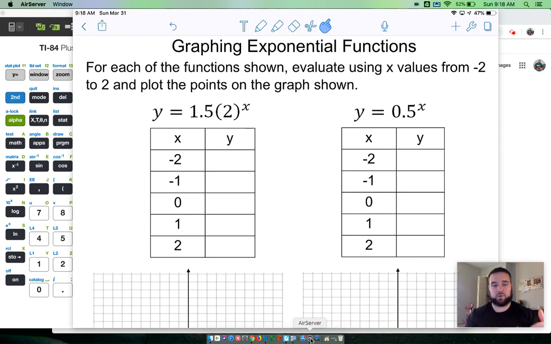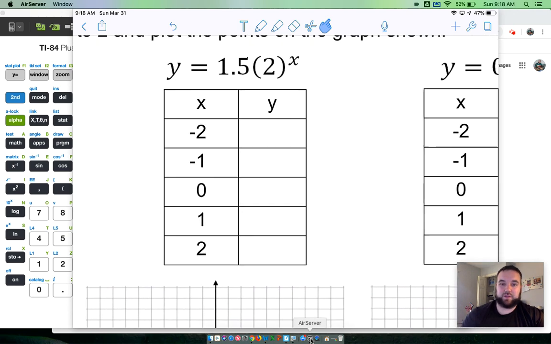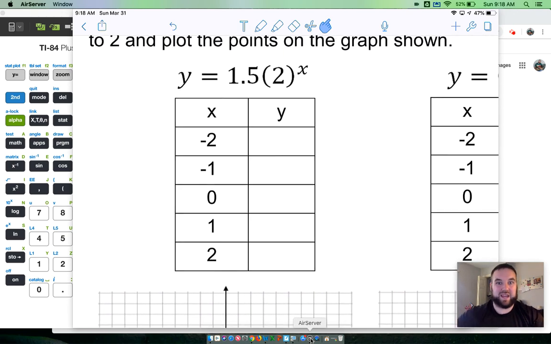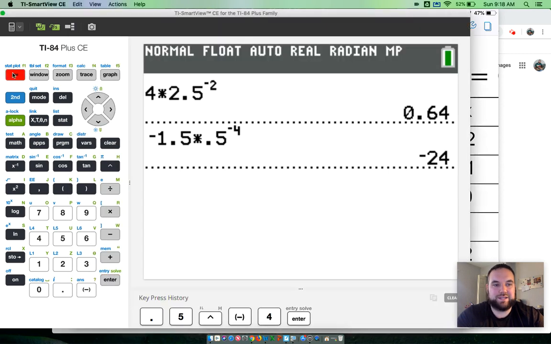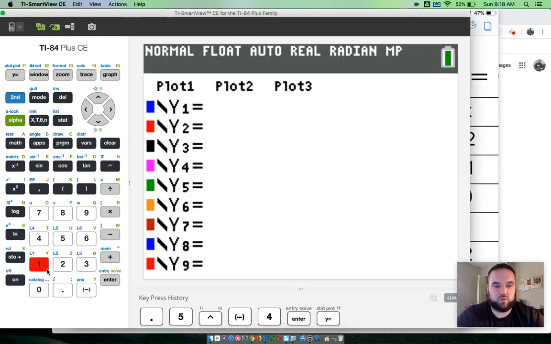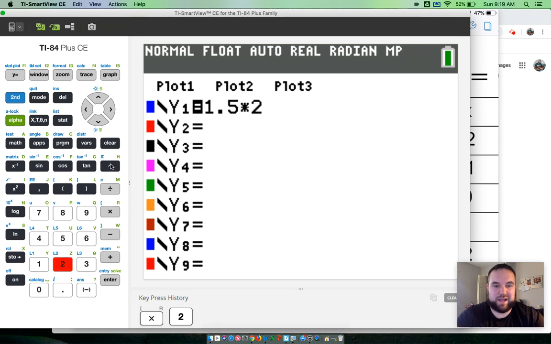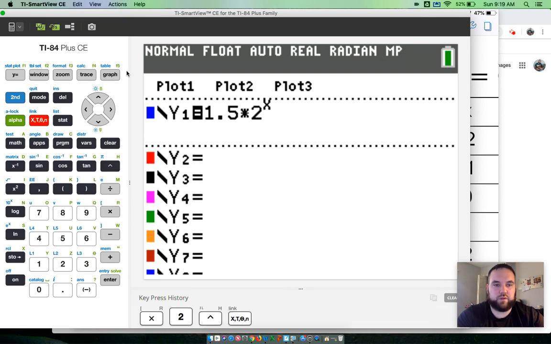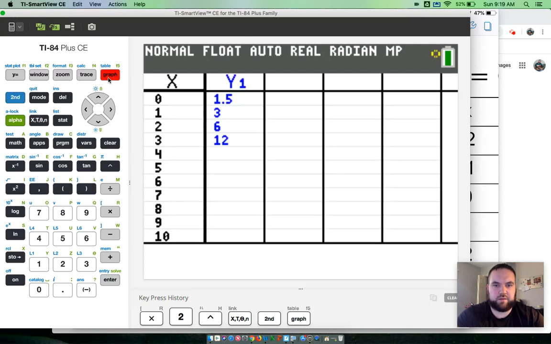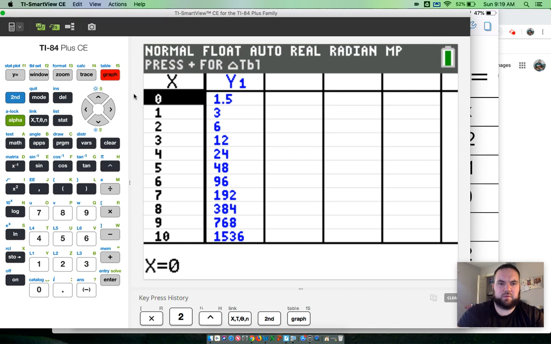So what does a graph of this exponential function look like? We plugged in some numbers. Again, in order to get an idea of what the graph is going to look like, I'm going to go to the table. I don't want to plug in each of those numbers individually. So I'm going to go to the calculator and type in y equals 1.5 times 2 to the x. 1.5 times 2 to the power of x. And then I'm going to go to the table. Again, the table's right above the graph button. So if I hit second graph, it gives me this table of values.